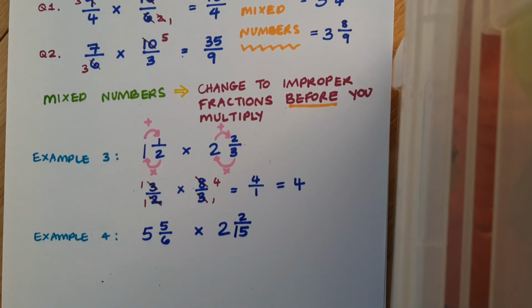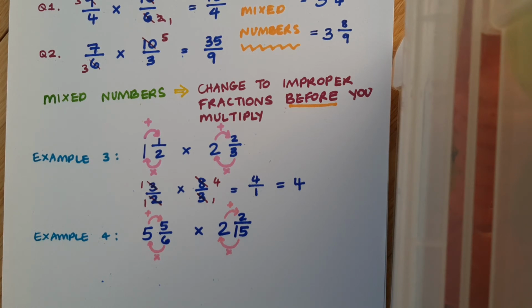Okay, so here's example 4. And I want to multiply 5 and 5/6 by 2 and 2 over 15. So what's the first step that I should take? Well, these are mixed numbers multiplying, so I need to change them into improper fractions first of all. So what's that going to give me? And again, if you want to pause the video here and try and do this to the end, then go ahead.